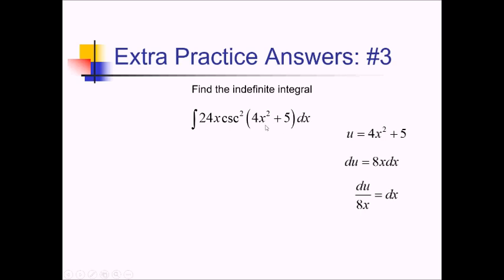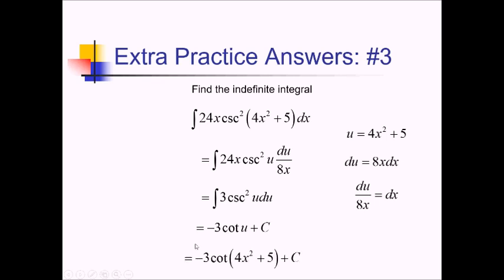Next, let me substitute back into the original. So I can write 24x cosecant squared of u, and then instead of dx, I have du over 8x. The 24x and the 8x cancel, leaving us with just a 3. We still have a cosecant squared of u du. Antiderivative of cosecant squared is going to be negative cotan, so this is -3 cotan of u plus c. And then if I substitute 4x squared plus 5 back in for u, I get this final answer.